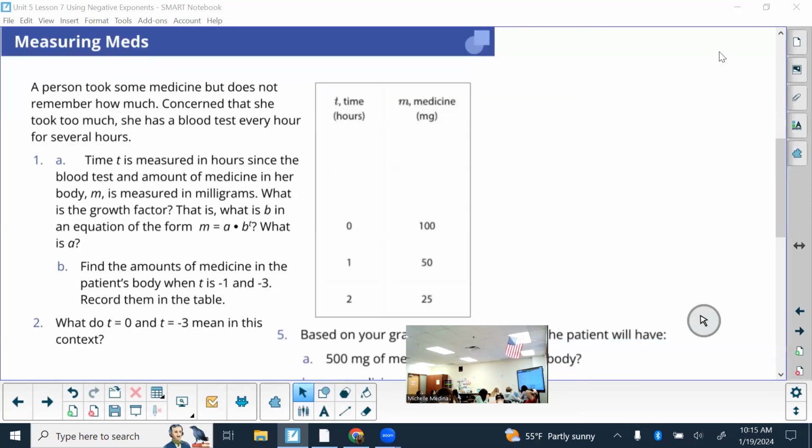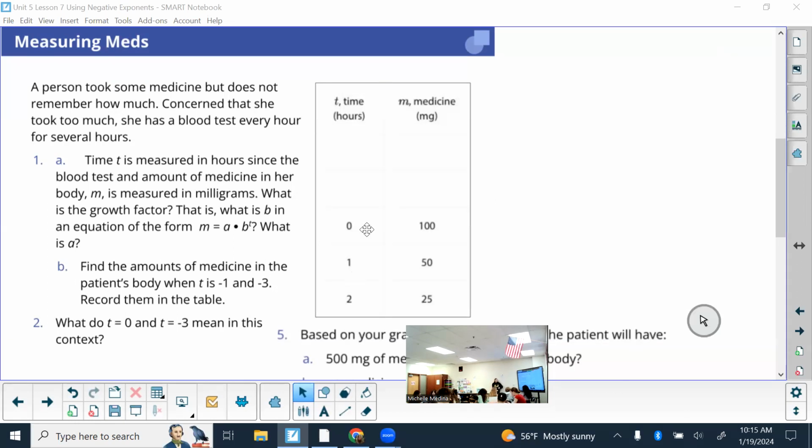All right, a person took some medicine but does not remember how much. Concerned that she took too much, she has a blood test every hour for several hours. Time t is measured in hours since the blood test, and amount of medicine in her body M is measured in milligrams. What's the growth factor, meaning what's B in this equation, and then what is A? Let's start with A. I feel like that's the easier one, in my opinion.